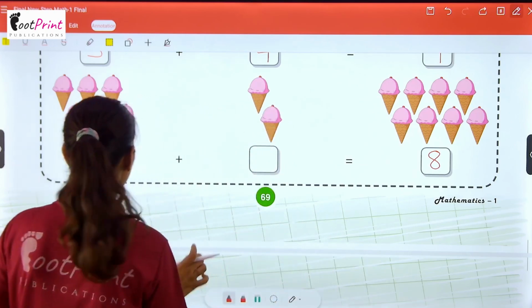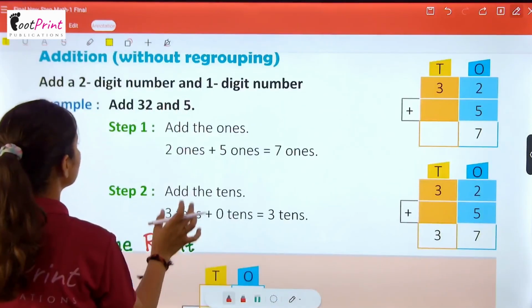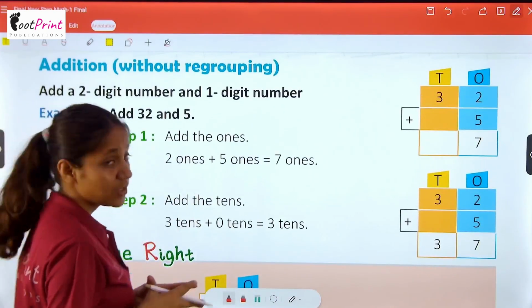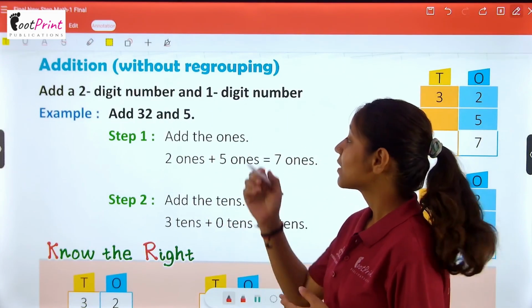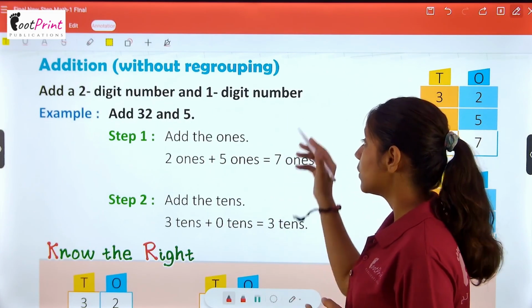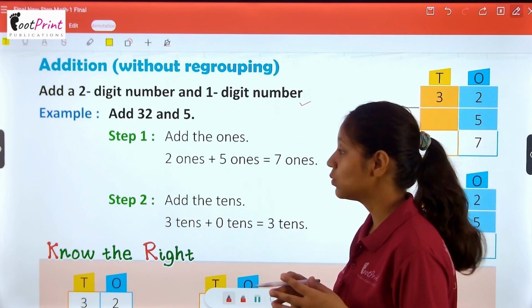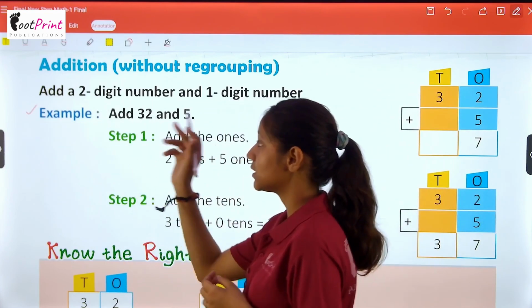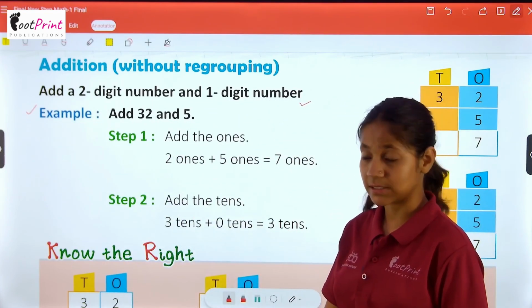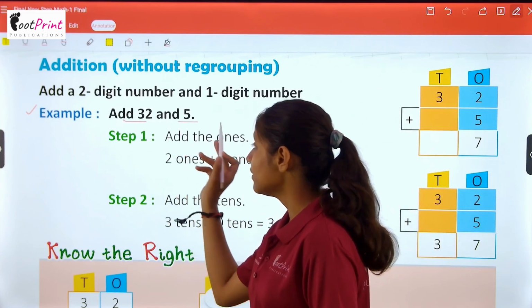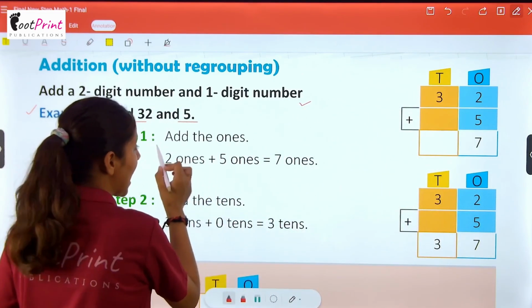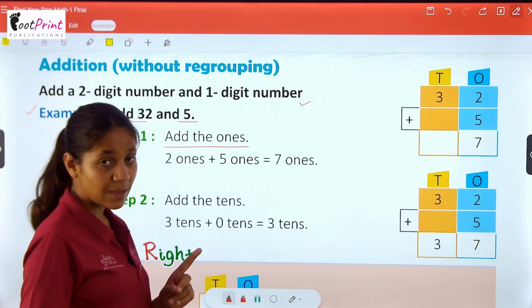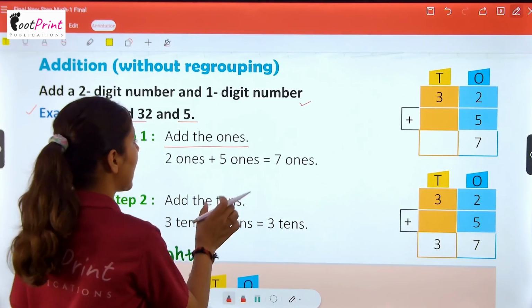Now we are moving to our concept. The first one is addition without regrouping. Add a 2-digit number and a 1-digit number. So here is the example of adding a 2-digit number and a 1-digit number. Add 32 and 5. Step number 1: add the ones. The very first step of our sum is adding the ones.